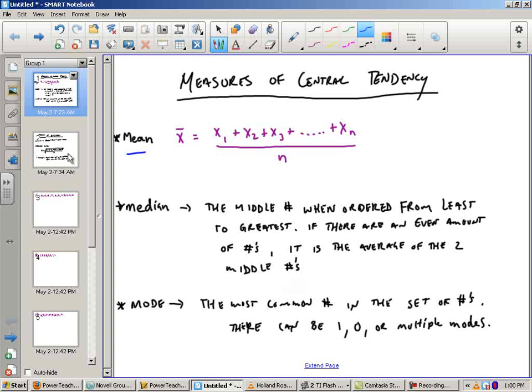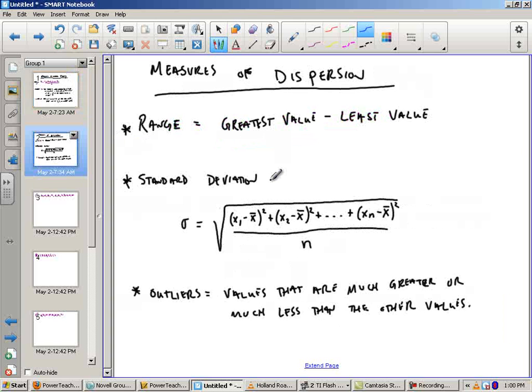The second thing we're going to talk about is what's called measures of dispersion. Central tendency tells us what's going on towards the center of the data. Now this is going to tell us how far spread out the data is, and maybe give us an indication of whether or not the data has a pattern, or whether it's just a spread of random numbers. The first one is the range. The range is the greatest value minus the least value. So big minus little. That'll give you the range of the values.